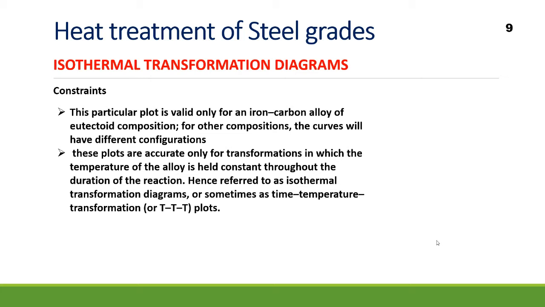Number 2, the plots are accurate only for transformations in which the temperature of the alloy is held constant throughout the duration of the reaction. Okay, so as we have already discussed, the main basic point of isothermal transformation is holding the product at a particular temperature, which means the temperature must be constant, and hence it's referred to as isothermal transformation diagram, or sometimes time temperature transformation plot.